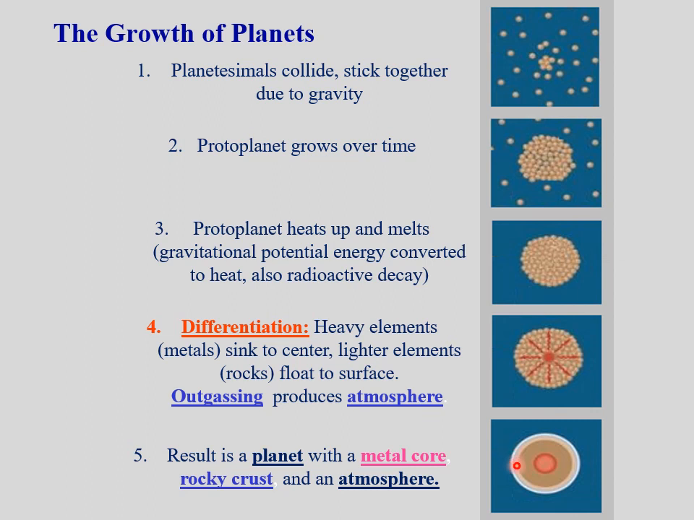So the result of this process called differentiation is we end up with a planet that has a metal core, a rocky mantle and crust around the core, and around the outside, on the surface, is an atmosphere of gas. And of course, this is exactly what we see when we study our Earth's geology. We see these different layers of the Earth, including a core, a mantle, a crust, and an atmosphere. And all of this is explained by this sequence of growth, which is described here.